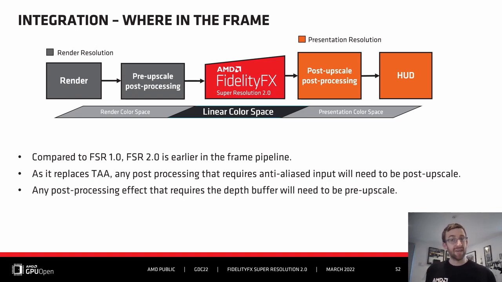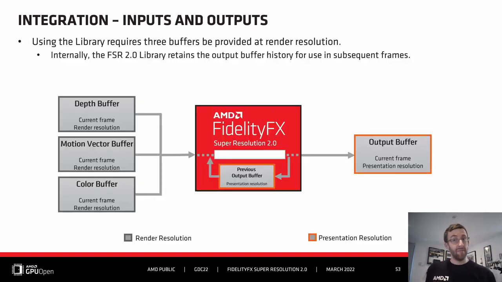FSR 2.0 requires careful placement within the game render pipeline. As it replaces TAA, it is earlier in the frame pipeline than when compared to FSR 1. Post-processing that requires an anti-aliased input will need to be post-upscale, and any post-process effect that requires the depth buffer will need to be pre-upscale. Using the library requires 3 buffers be provided at render resolution at the time of FSR 2.0 dispatch. Internally, the FSR 2.0 library maintains output history buffers, so you do not need to implement any temporal loop logic.